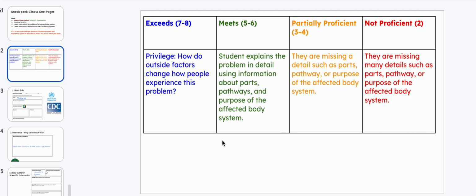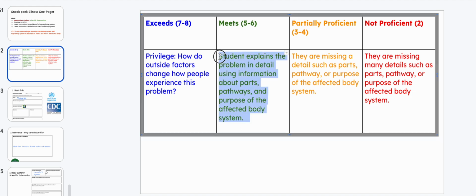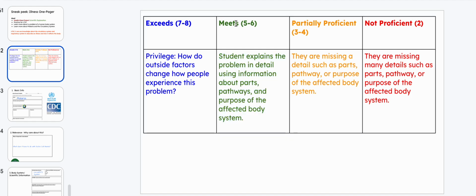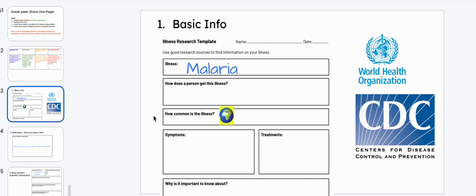In order to get a 5 or a 6, what you need to do is explain the problem, malaria, in detail using information about parts, pathway, and purpose of the affected body system. If you are going for the 8, you are looking at privilege, and I will explain that in a little bit. To start off, you're going to get some basic information about malaria.